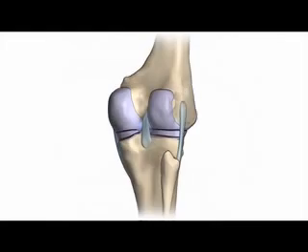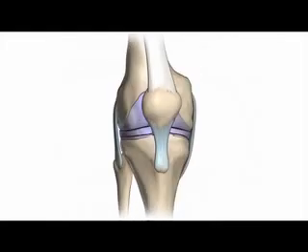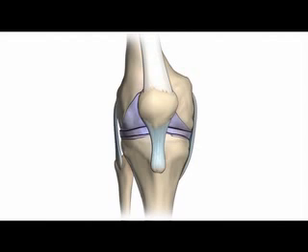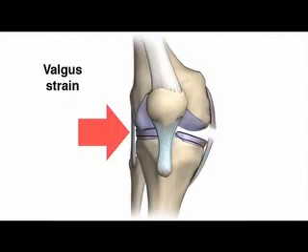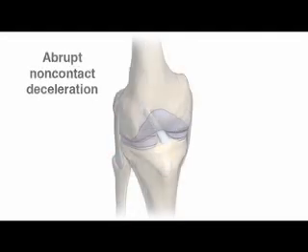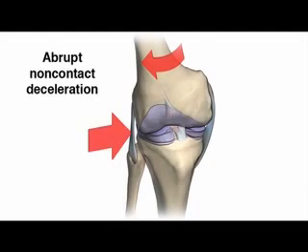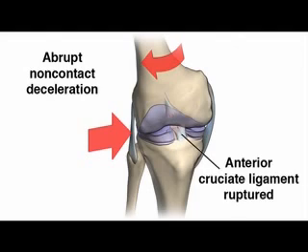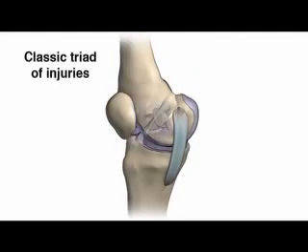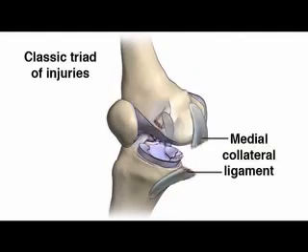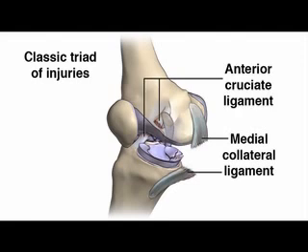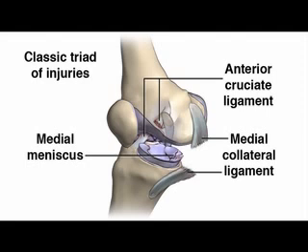Common types of injuries are often caused by reproducible mechanisms of physical trauma or forces. Valgus strain causes damage to the medial collateral ligament. Abrupt non-contact deceleration or twisting and pivoting involving a valgus stress can tear the anterior cruciate ligament. The classic triad of injuries of medial collateral ligament, anterior cruciate ligament, and medial meniscal tears occurs with various combinations of the following forces and movements: valgus stress, pivoting, and/or hyperextension.